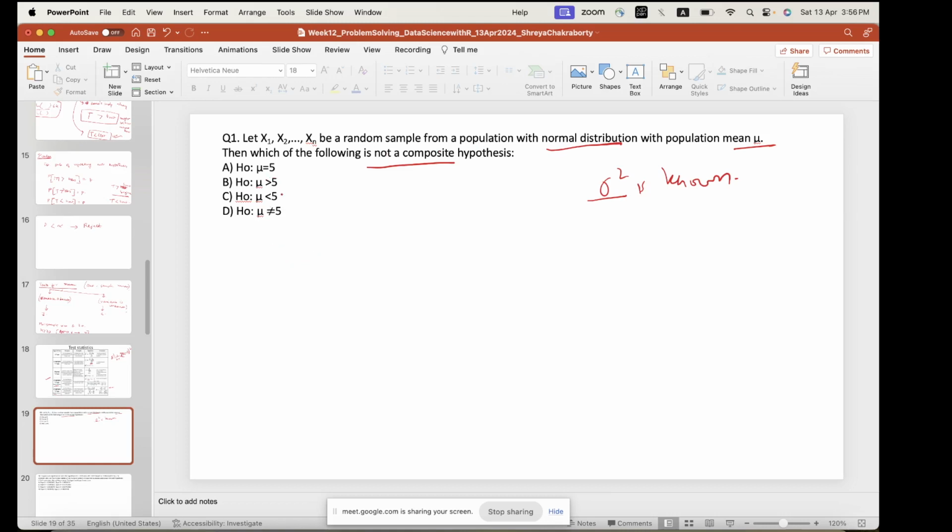So under which hypothesis is the distribution completely specified? This is this one, h naught mu equal to 5. Alright, so then this is the correct answer. This is not a composite hypothesis. This is a composite hypothesis because normal mu sigma square, even though we assume it to be known, is not completely specifying the underlying distribution. Okay, so the answer is mu equal to 4 is the simple hypothesis. Alright, moving on.